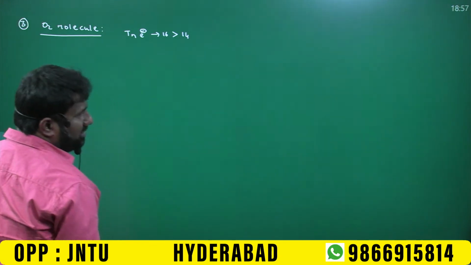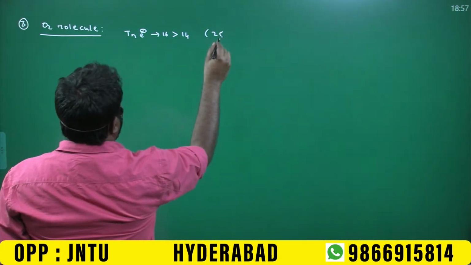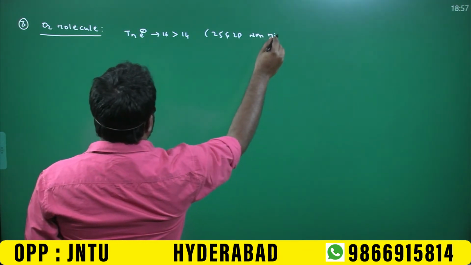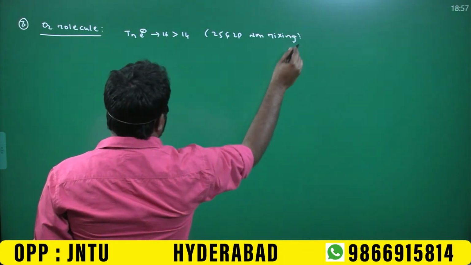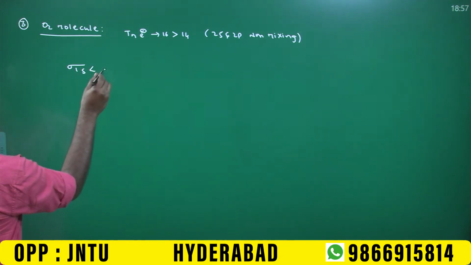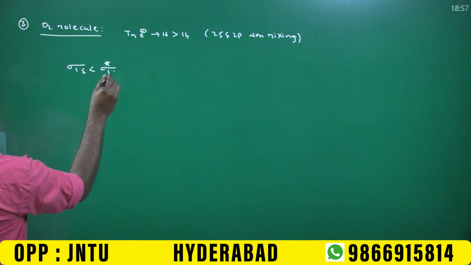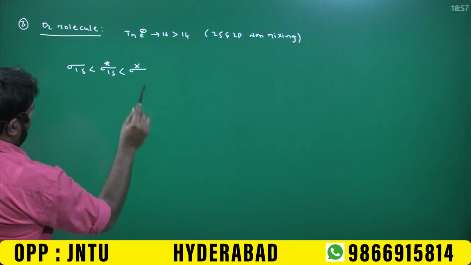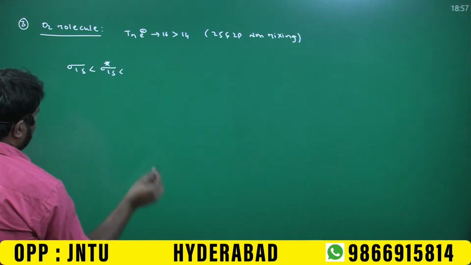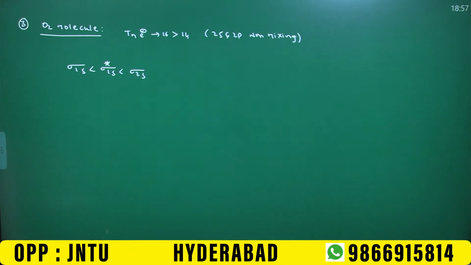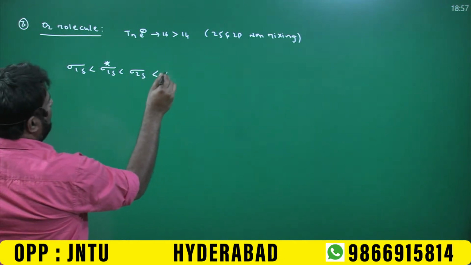So you can take 2s and 2p non-mixing. 2s and 2p non-mixing you need to take. Then what is the order of molecular orbitals? Sigma 1s less than sigma star 1s less than sigma 2s less than sigma star 2s.